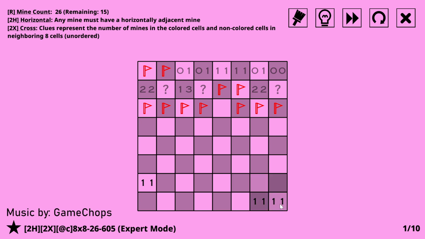1-1 means this can't be a partner. 1-1 here means both of those are mines. None of those are mines therefore. 0-1 is complete. 2-2. This can't be a mine because we have no partner. 2-2 here means those are both mines. Therefore we complete this.